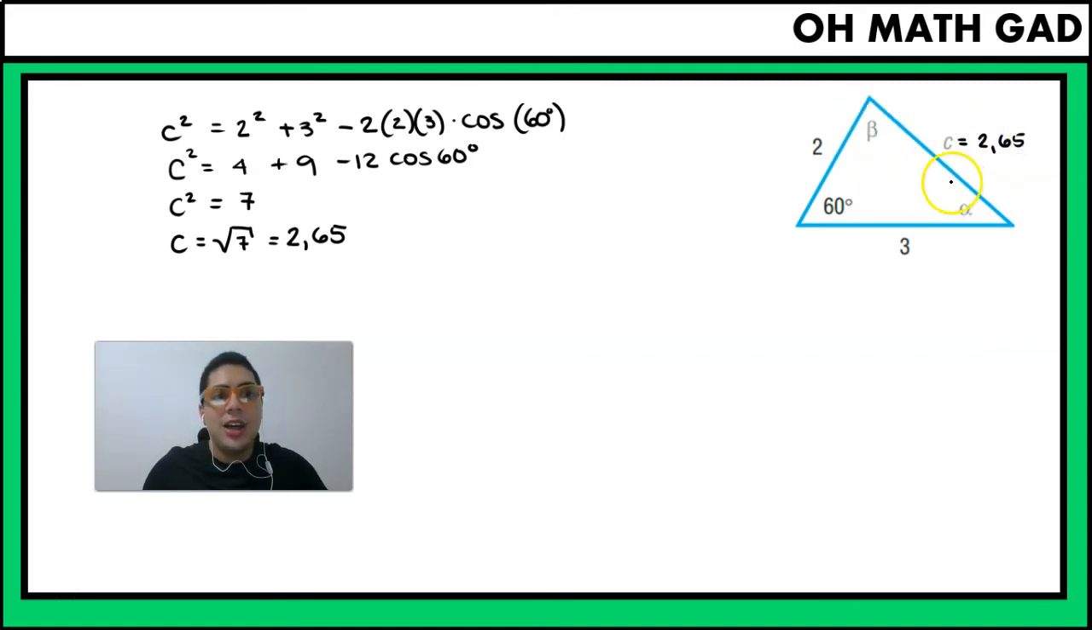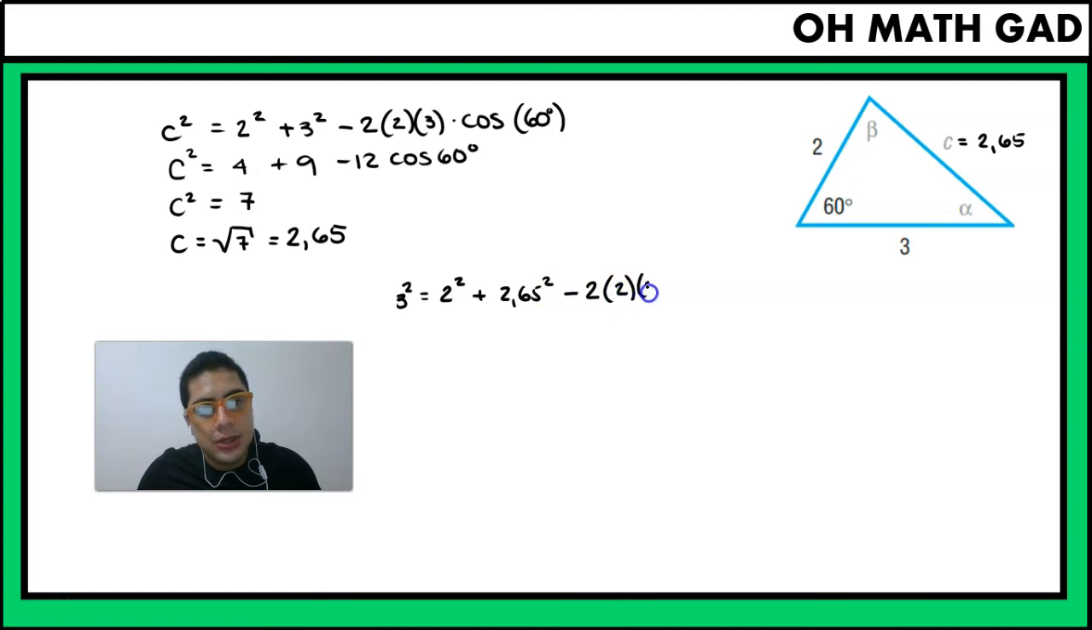Now we know that the value of c is 2.65. Now we have to find the other two, which is going to be very easy. We are going to find, for example, beta. So we know that the opposite side to the angle beta is going to be 3. That means that 3 to the power of 2 is equal to 2 to the power of 2, again, the sides, plus, and now we have found the value of c, 2.65 to the power of 2, right? Minus 2 times 2 times 2.65 times the cosine of the angle opposite to 3, which in this case is beta, right?